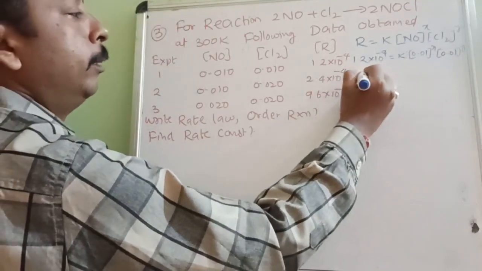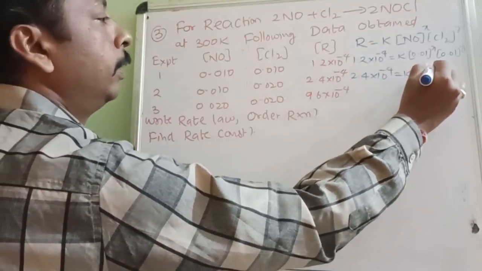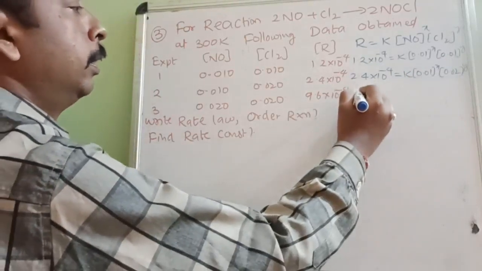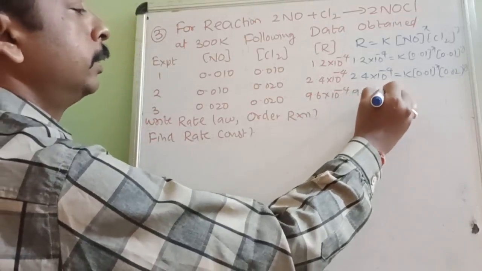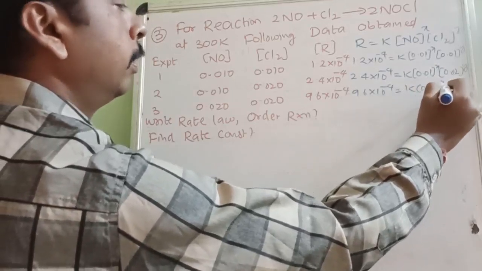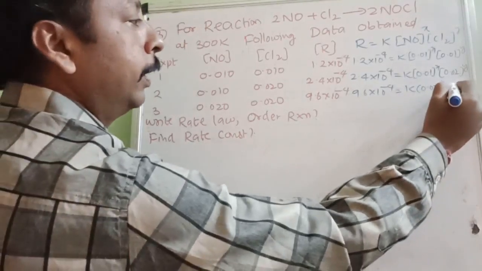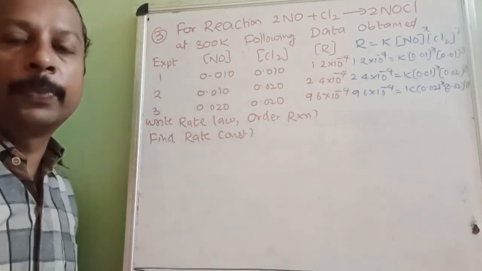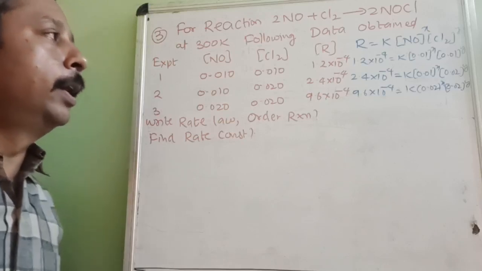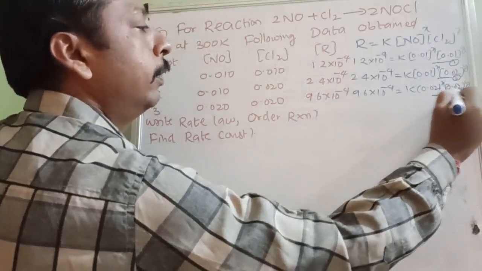Second will be 2.4 into 10 to the power of minus 4 equals k into 0.01 to the power of x, 0.02 to the power of y. And the third experiment is 9.6 into 10 to the power of minus 4 equals k into 0.02 to the power of x, 0.02 to the power of y. So 3 equations, 3 experiments. Now selection. Let us take these as equation 1, equation 2 and equation 3.